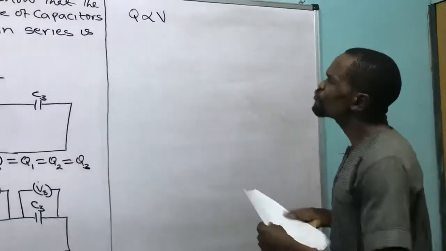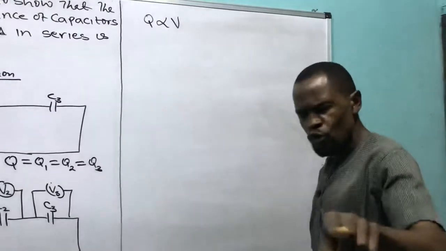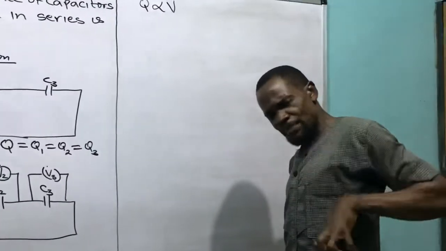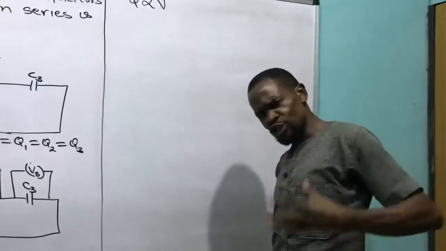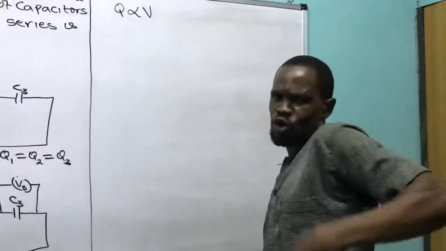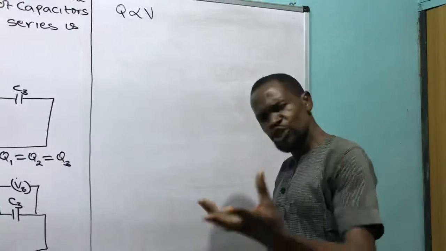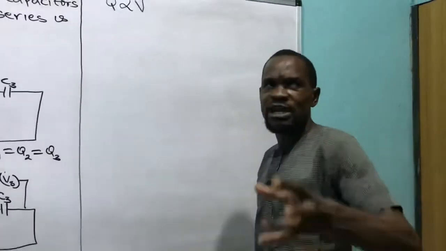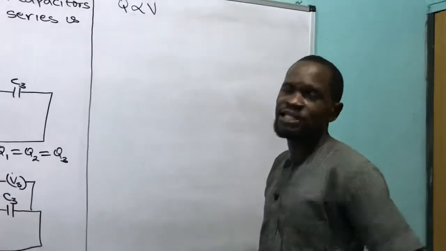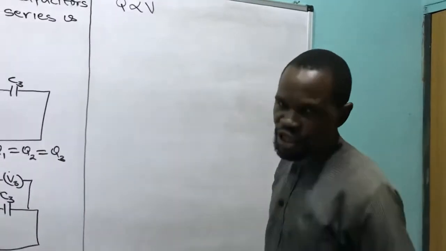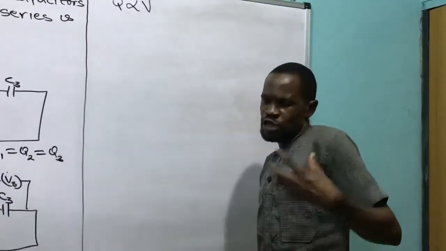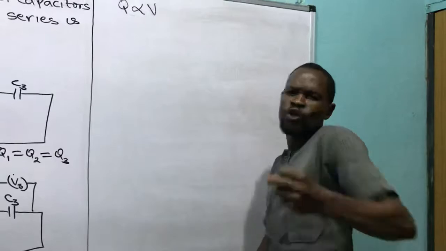Take the quantity of charge which your phone will store. Your phone has a battery. The battery of your phone is just like a capacitor, which stores what? Charge, which you will make use of after you have removed the charger from the light. The battery will start feeding you. That's the work of what? The capacitor. It stores charge.